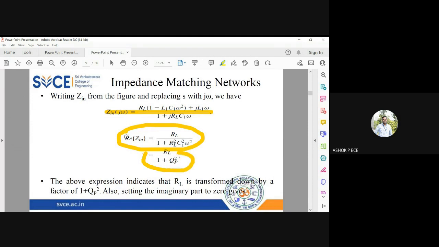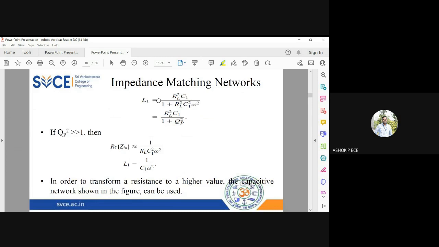So you can see how the impedance is getting transformed. RL is divided by 1 plus QP square, so I can say the value of RL will get divided. On setting the imaginary term to 0, you will get the value of L1. Again, converting that into QP square, you can write L1 is approximately RL square C1 by 1 plus QP square.